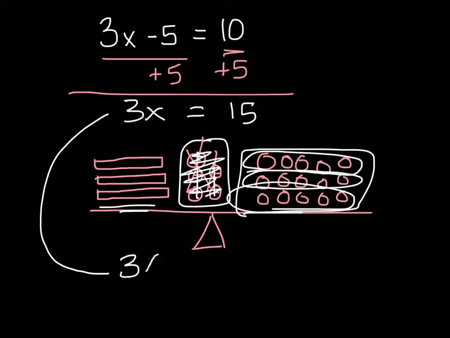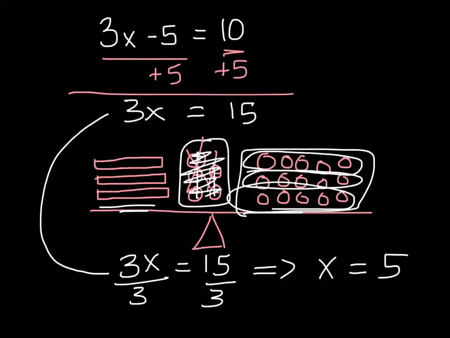We're at 3x equals 15. What that would look like algebraically is dividing both sides by 3. So that x now equals 5. So these 3's cancel out and we're left with this x, and 15 divided by 3 equals that 5.